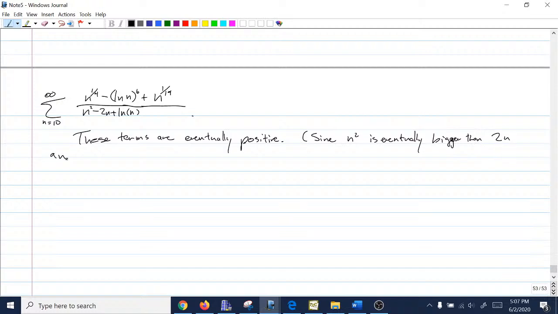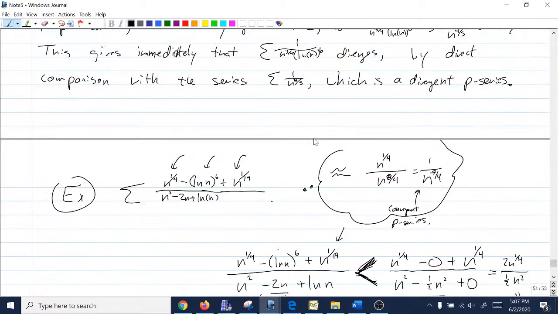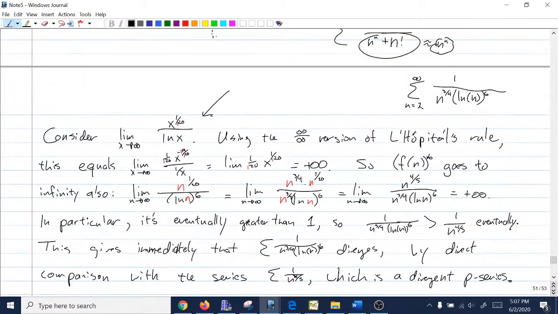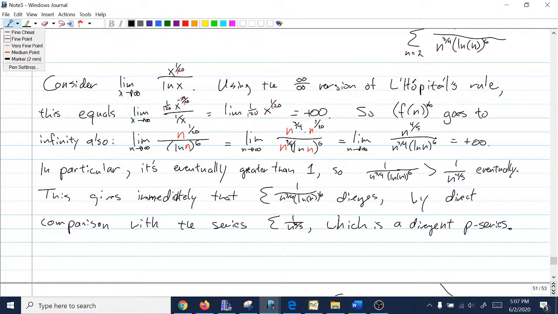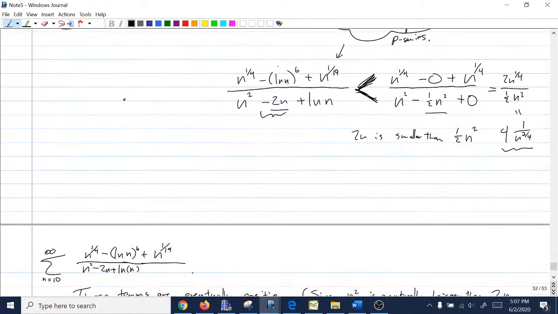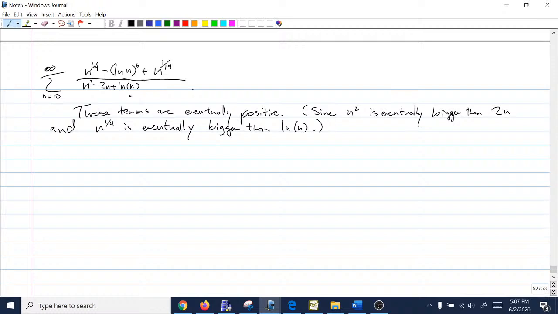And why is the top positive? n to the 1/4 is eventually bigger than log n. Maybe it's always bigger. I'm not sure. I don't have a good graph of those in my head. Is n to the 1/4 being bigger than log n obvious enough for me to say without doing? I had to write out L'Hopital's rule to use a statement like that just a second ago. Here, because there's enough other stuff going on, I feel comfortable not justifying this. But maybe I should be using L'Hopital's rule.